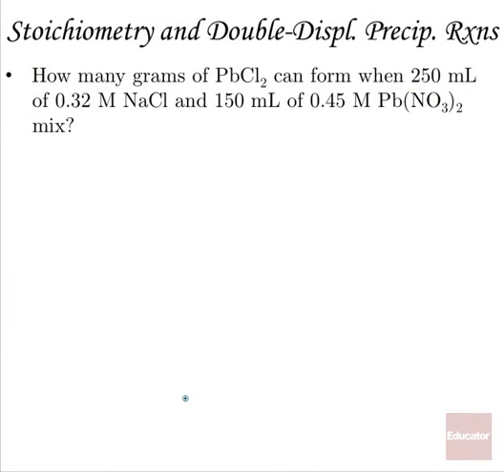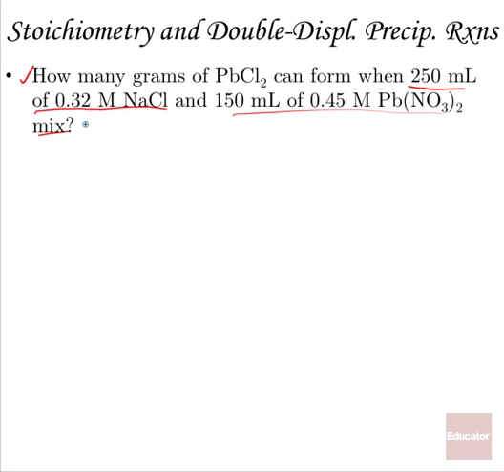Now, let's do another problem. How many grams of lead 2 chloride can form when 250 milliliters of 0.32 molar sodium chloride and 150 milliliters of 0.45 molar lead 2 nitrate mix? Okay, so you notice that you are given amounts of both reactants instead of just one. Remember what type of problem this is? Anytime you're given amounts of both reactants? That's right, it's a limiting reactant problem.